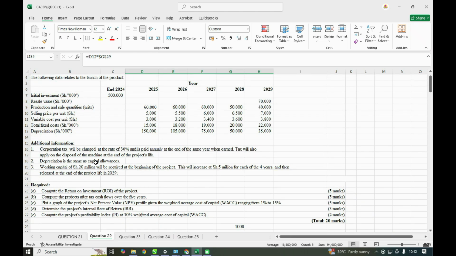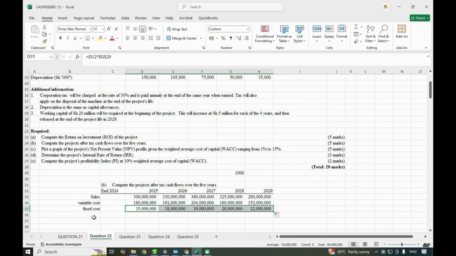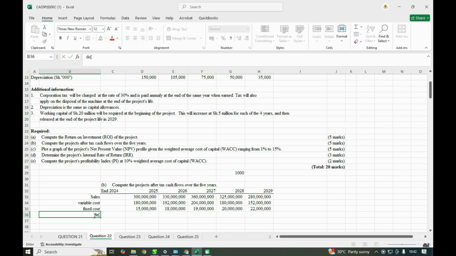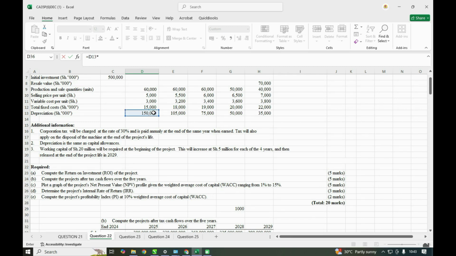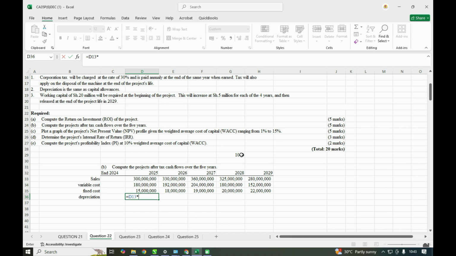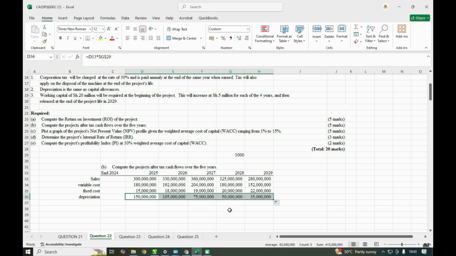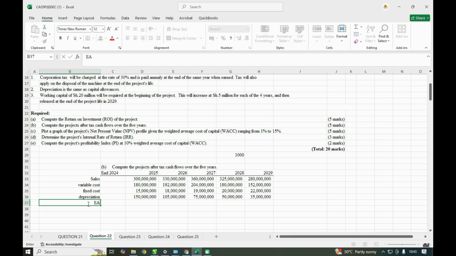And depreciation, we have been told, is the same as capital allowance. So we have depreciation. Again, we shall multiply by 1,000 because they are shillings in 1,000, and I will lock that 1,000. And again, I will autofill that way, and we'll get our earnings before tax.